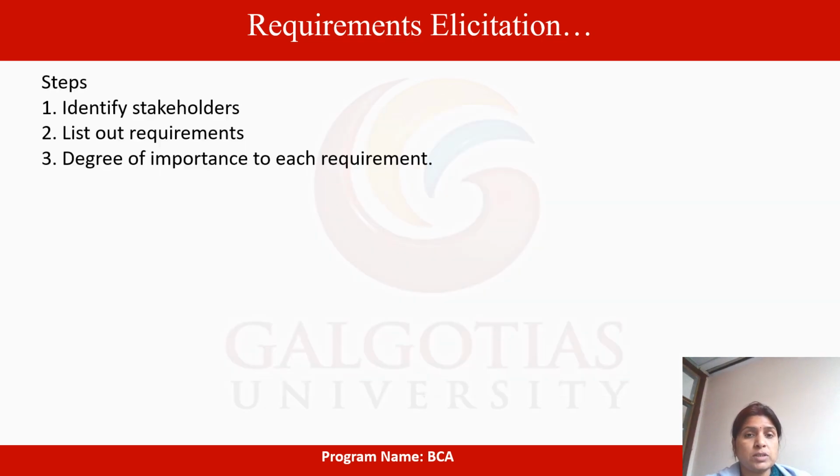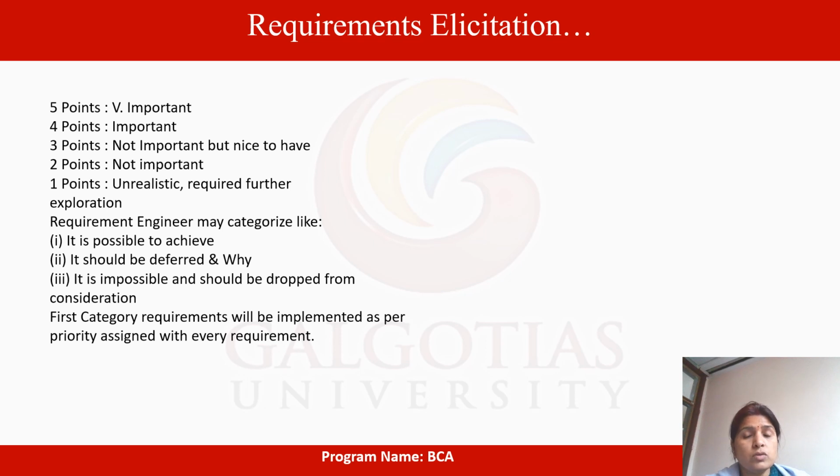So the steps to do your quality function deployment are: identify stakeholders, list out the requirements, and the degree of requirement of each. So how do you give the degree? That is 5 points, very important. 4 points, important. 3, not important but nice to have. 2, not important, and 1, unrealistic, requires further discussion.